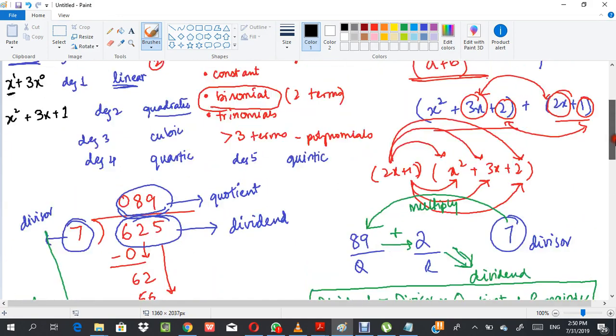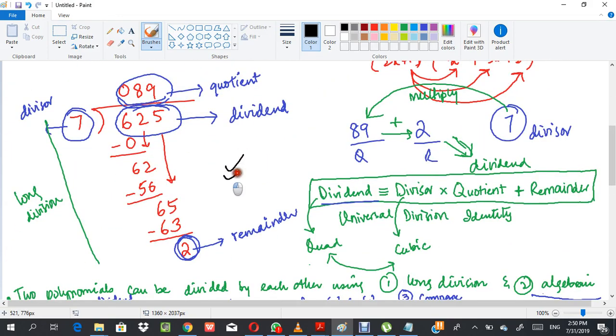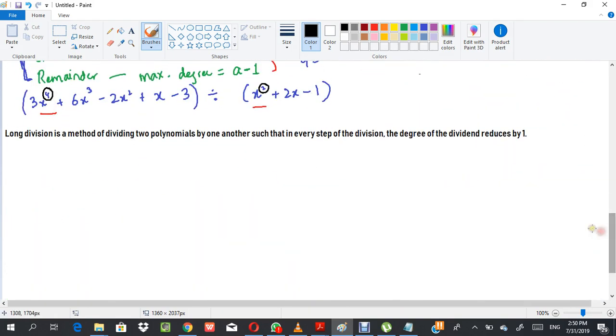So let's get to this initial sum here. Now we know that when we are doing long division, we have multiple steps. It's like a ladder with a lot of steps. Here's one step, here's another step, and so on. So likewise, when we'll be dividing two polynomials by one another using this method, we'll be having a lot of steps as well. So in every step, the degree of the dividend is going to reduce by 1.